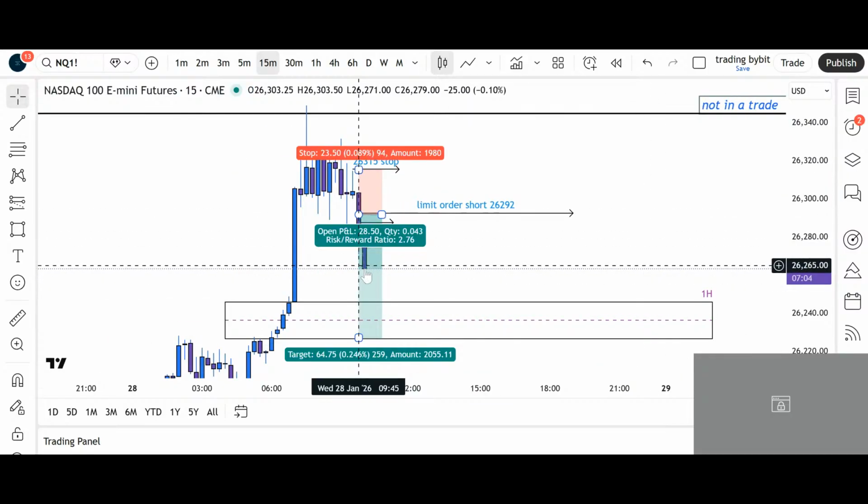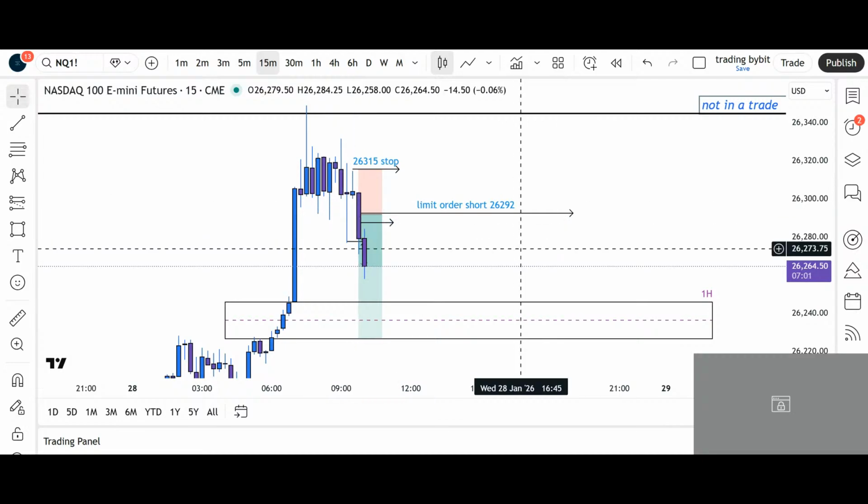The good thing is, if this 15-minute closes right here, we actually have a 15-minute fair value gap too, so that looks great then.